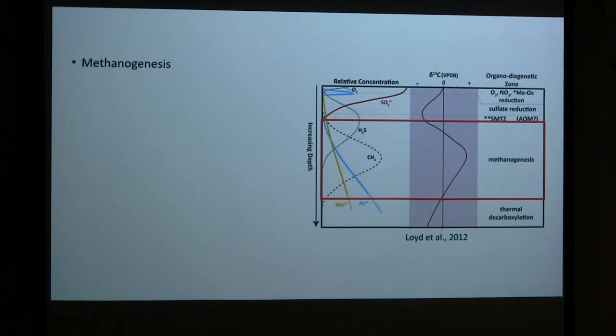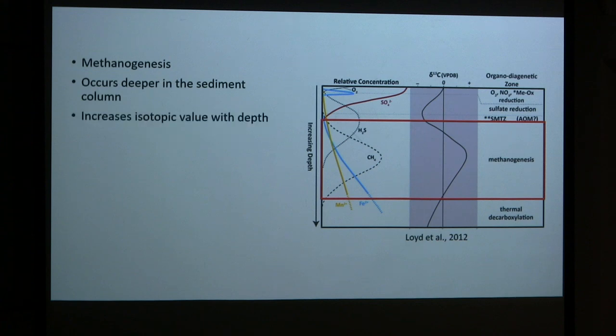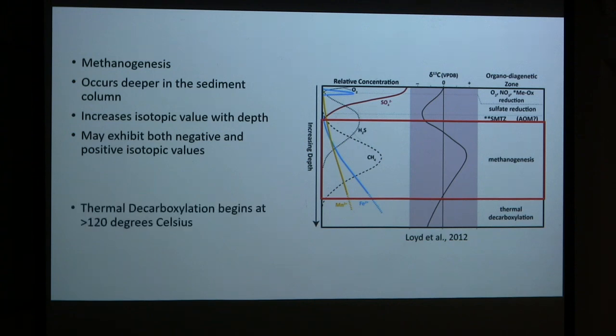Next, we have methanogenesis. That occurs deeper in the sediment column. It increases isotopic value with depth. It may exhibit negative and positive isotopic values. Deeper than methanogenesis is thermal decarboxylation, but as that is over 120 degrees Celsius, it's too hot for microbes in general, and we're only looking at microbial processes for this study. Also, our sample sites don't get that hot.